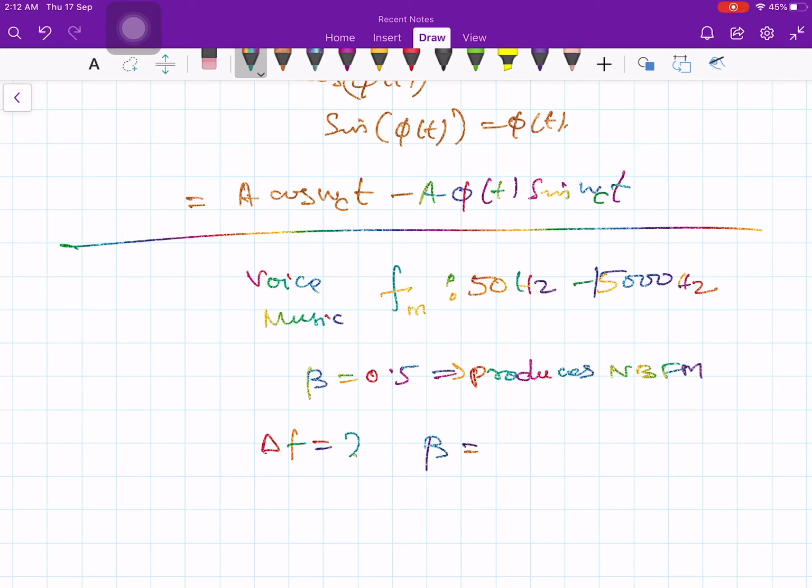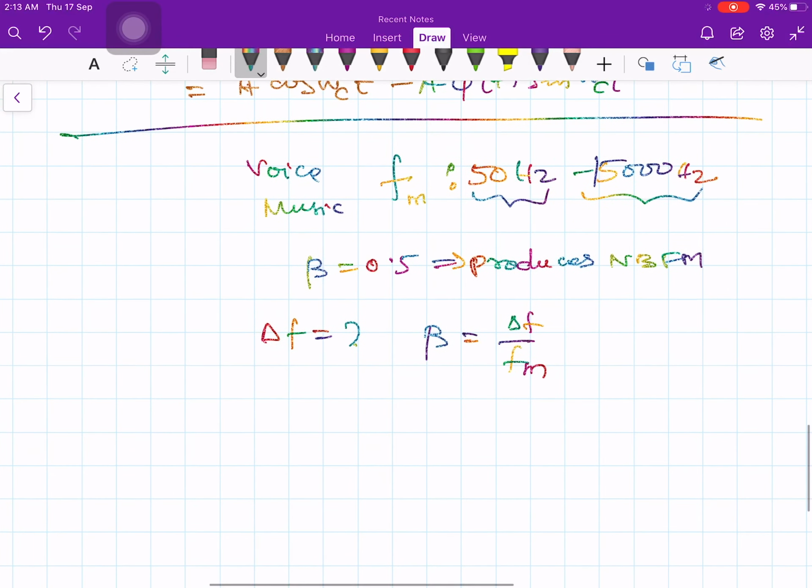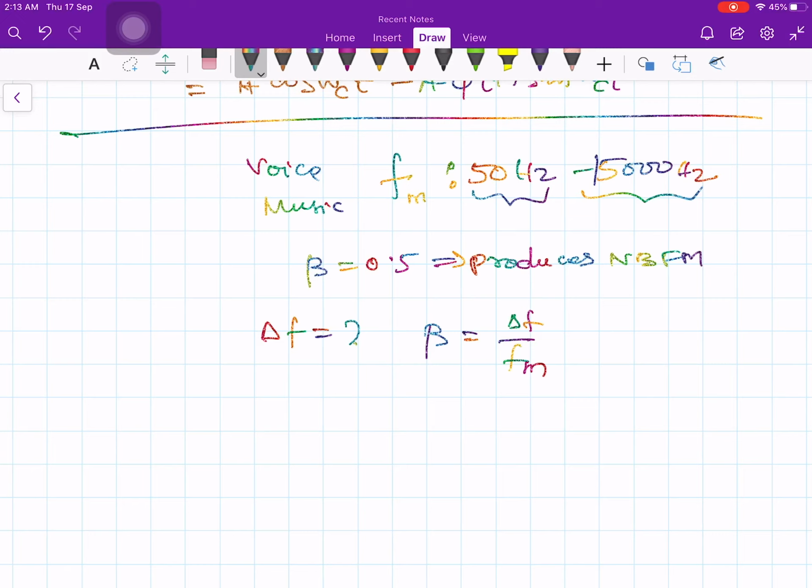Beta is equal to delta F divided by FM. Now which FM should I choose? Should I choose 50 hertz or 15,000 hertz? That is the next question, right? For the sake of argument, let me choose FM is equal to 15,000 hertz.